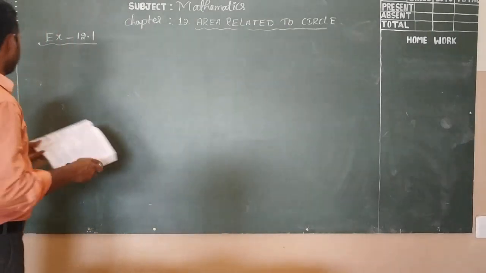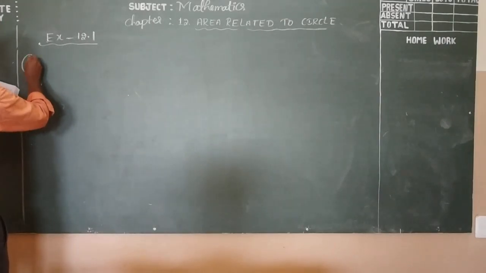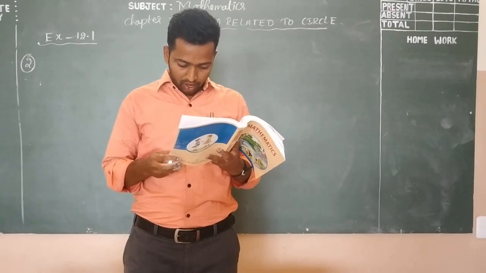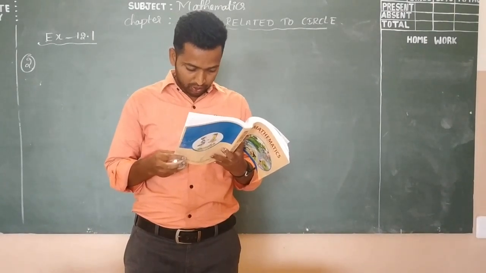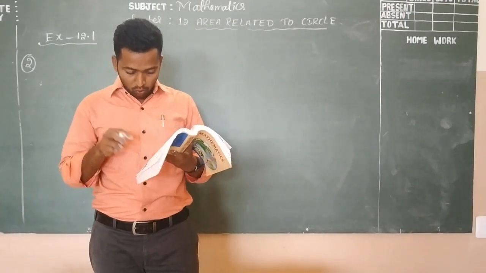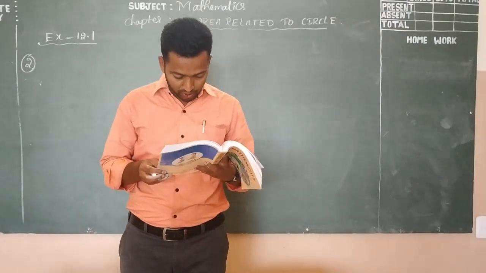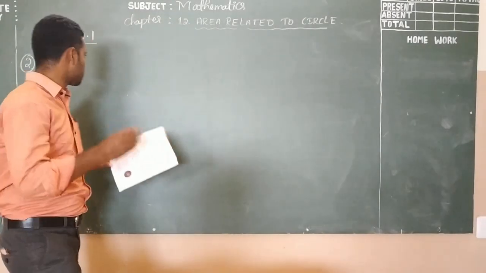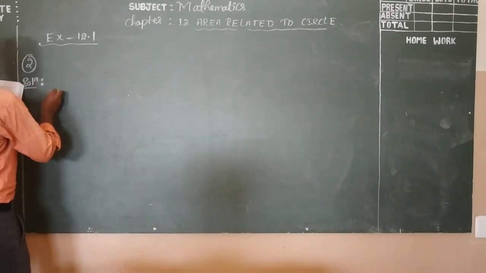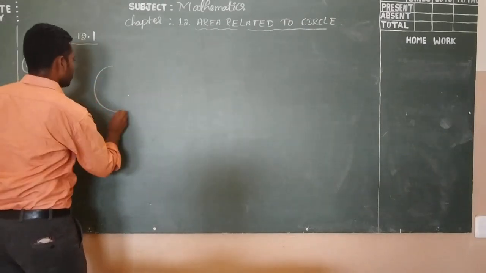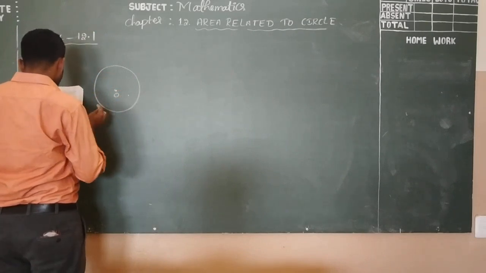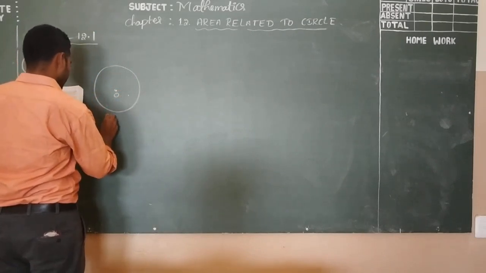So next one, second problem. The radii of two circles are 8 centimeter and 6 centimeter respectively. Find the radius of the circle having the area equal to the sum of the areas of the two circles. See, here two circles are given. One circle with center O. The radius is not given, only the area is given.